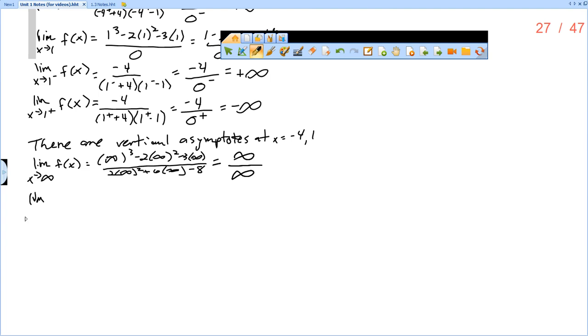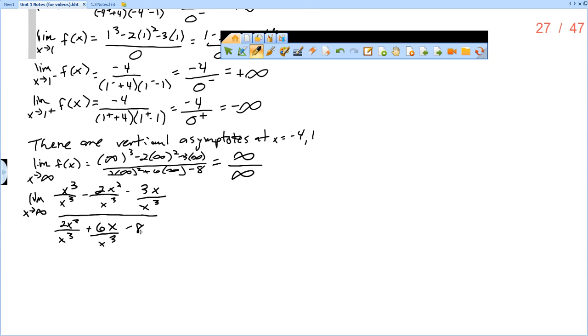So remember, how do we evaluate this limit as x approaches infinity? We're going to divide everything by the highest power of x, right? So x cubed is the highest power. So I'm going to take x cubed divided by x cubed minus 2x squared divided by x cubed minus 3x over x cubed. And then in the denominator, 2x squared over x cubed plus 6x over x cubed minus 8 over x cubed. And then we're going to reduce. So limit as x approaches infinity.